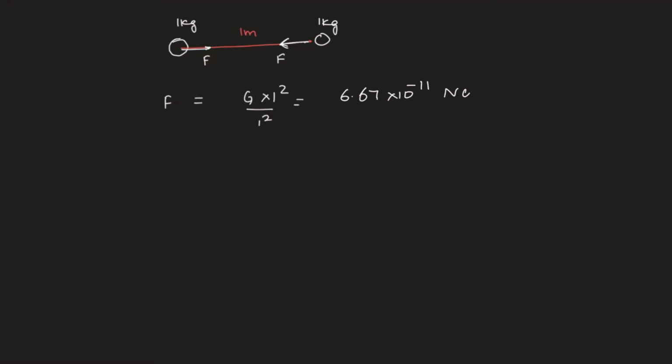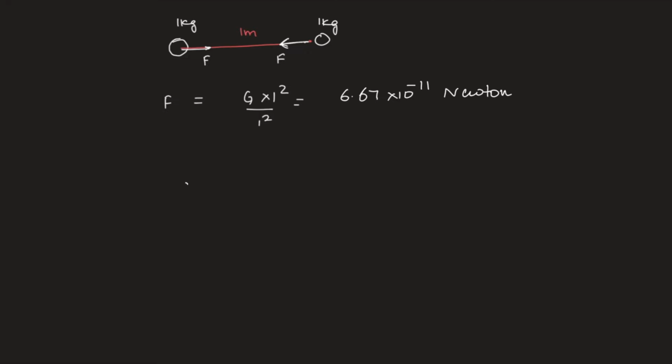So the comparison is actually fairly simple to make. If I have two masses, 1 kg and 1 kg each, separated by a distance of 1 meter, there will be an attractive force between them as given in the Newton's law of gravitation, and that force will be equals to G into 1 squared by 1 squared, or simply 6.67. Sorry, this should be 6.67 into 10 to the power of minus 11 Newton.